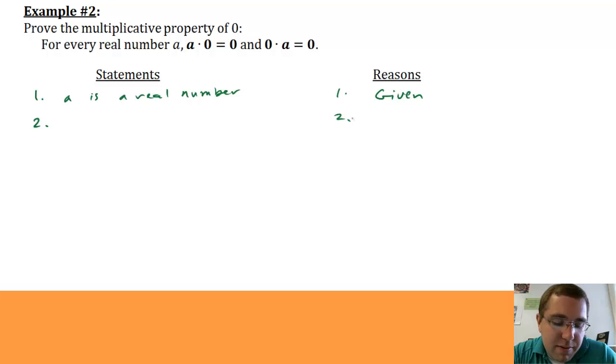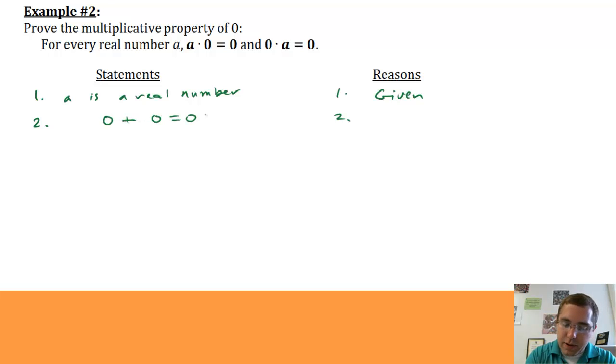So what do we do from there? Well, we are involving zeros, so what do we know about 0? We know that 0 plus 0 equals 0, because 0 is a real number, and when I add any real number to 0, I just get back the original real number. That property is the identity property of addition that we just applied in the previous proof.